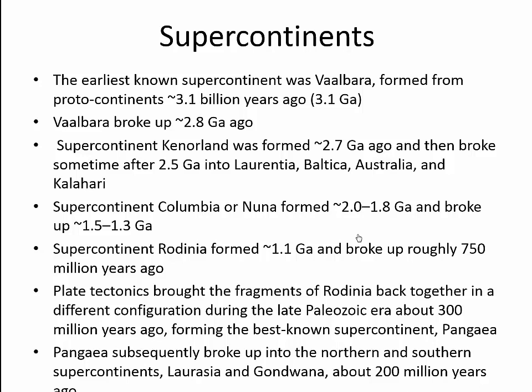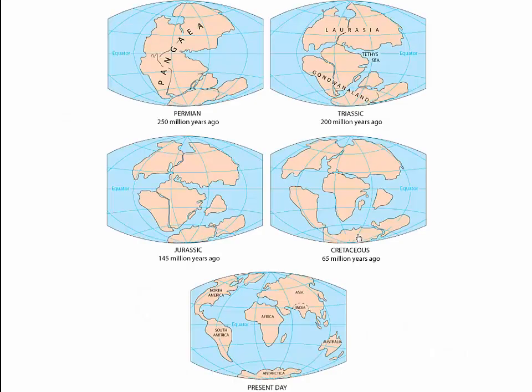Plate tectonics brought the fragments of Rodinia back together in a different configuration during the late Paleozoic about 300 million years ago, forming Pangaea, which is the best known supercontinent. Pangaea subsequently broke up into the northern and southern supercontinents Eurasia and Gondwana about 200 million years ago. And it sort of looks like this.